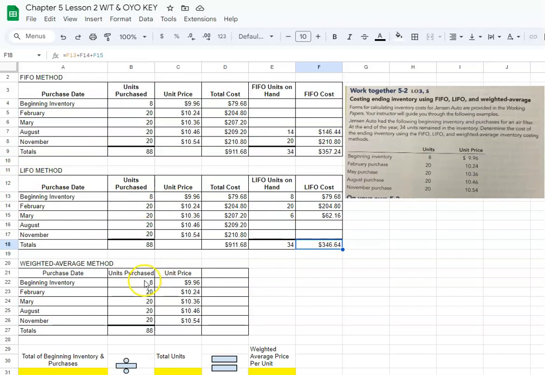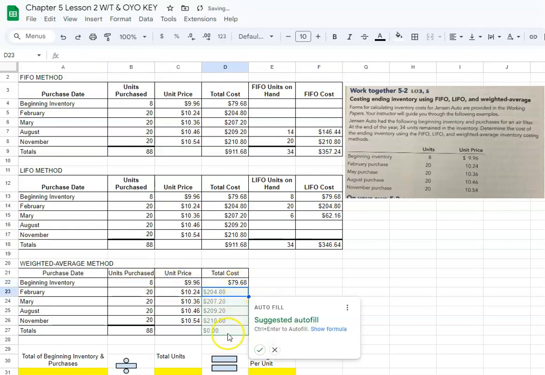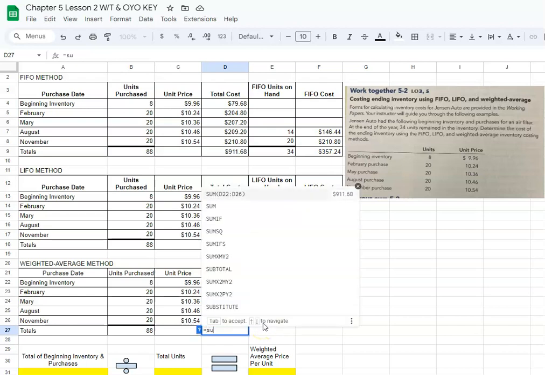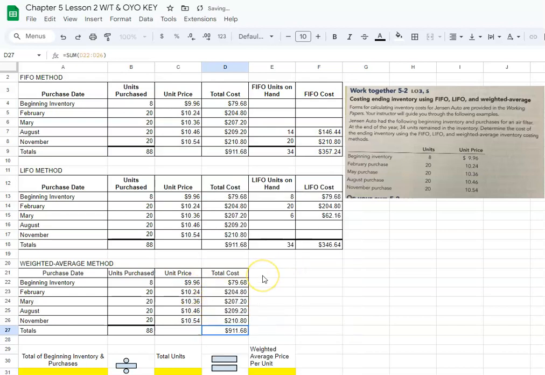Okay, so now we're going to do the weighted average method. So first we will label this the total cost. I don't know why I didn't already. And we're just going to multiply these amounts times our unit price, just like we've done above. Sure, I'll autofill that. And after we do that, we should add these together to get our total cost. Just use a sum function. So 911.68.